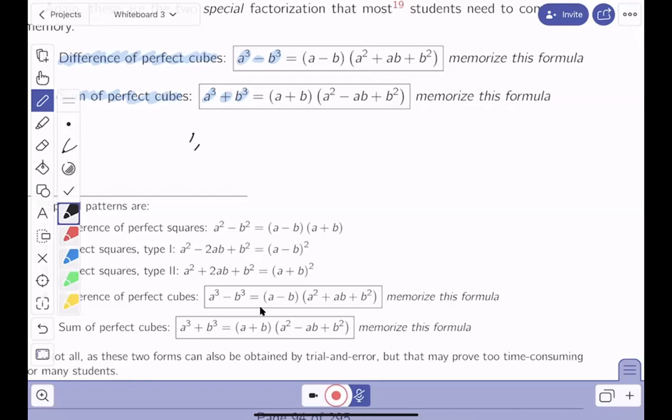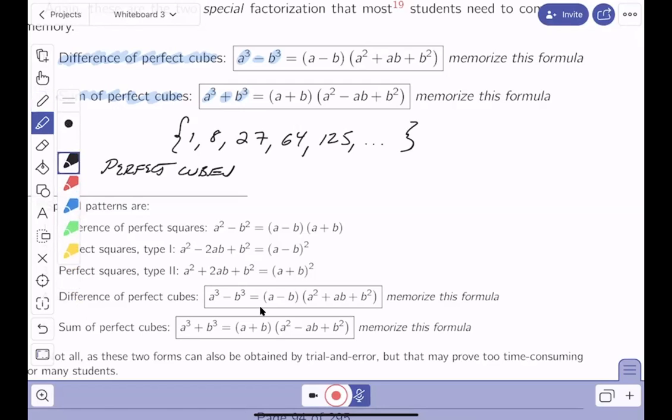2 times 2 times 2, which is 8. What's the next one going to be? 3 times 3 times 3, which is 27. And yet this list goes on forever. The next one will be 4 times 4 times 4, which is 64. These are perfect cubes. Let me write that down for you. So 1 cubed, 2 cubed, 3 cubed, 4 cubed, 5 cubed. Well, 5 cubed is going to be 5 times 5 times 5, which is 125. And I think you get the idea. This goes on for a very long time, infinite.